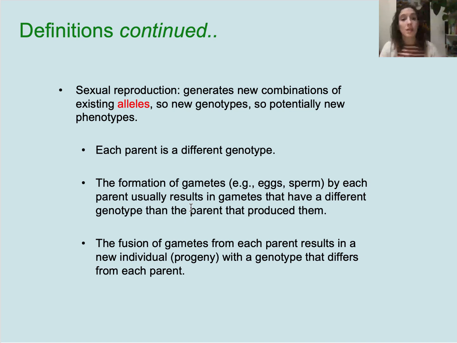Each parent is a different genotype. The formation of gametes, which are eggs and sperm, by each parent usually results in gametes that have a different genotype than the parent that produced them. So in other words, the eggs and sperm are already different from their parents when they're developed. Crazy. The fusion of gametes from each parent results in a new individual.